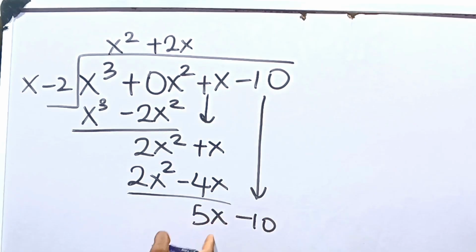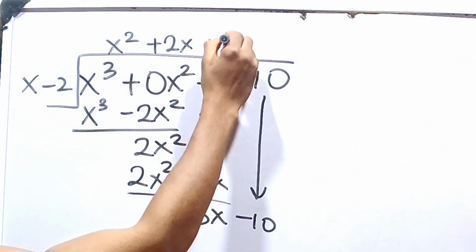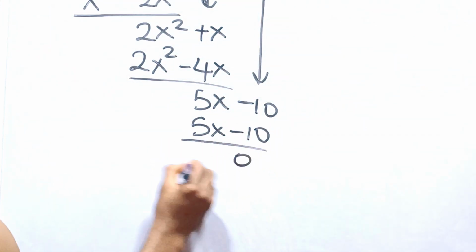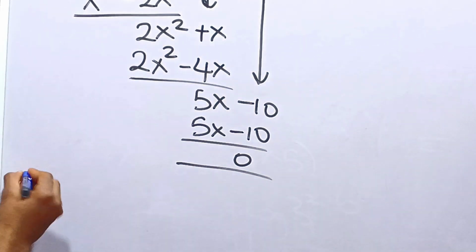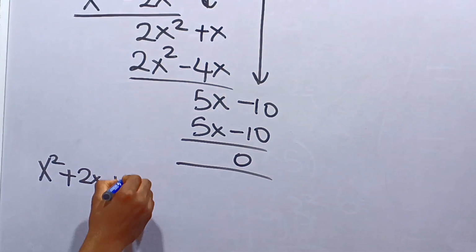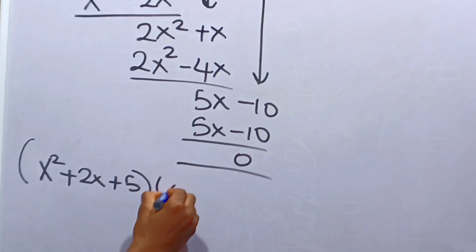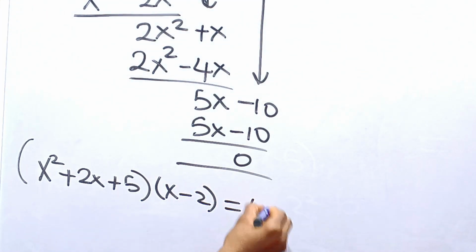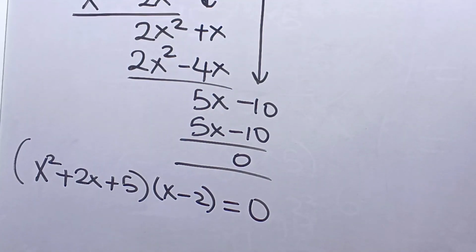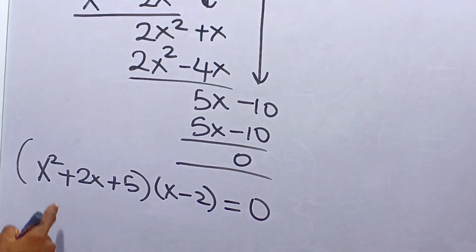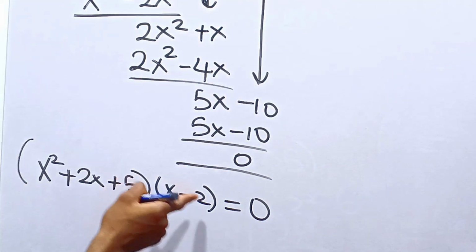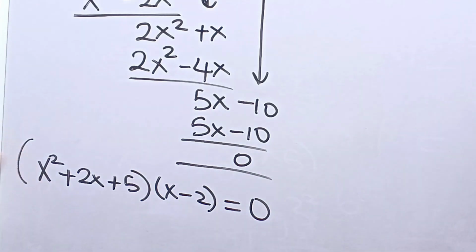Okay. 5x divided by x is plus 5. And we have 5x minus 10 when we multiply, which gives us 0. So finally, the second factor is x squared plus 2x plus 5, which will multiply x minus 2 to give us 0. Now when the product of these factors is 0, either the first one is equal to 0 or the second one is equal to 0. So either x minus 2 is equal to 0, making x equal to 2, which we got initially.